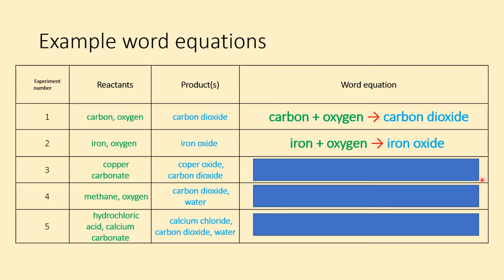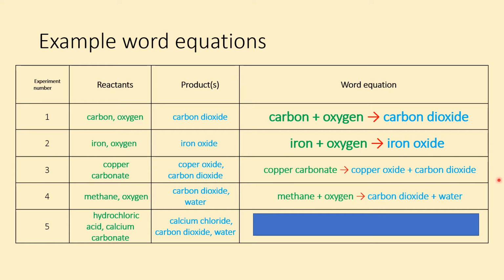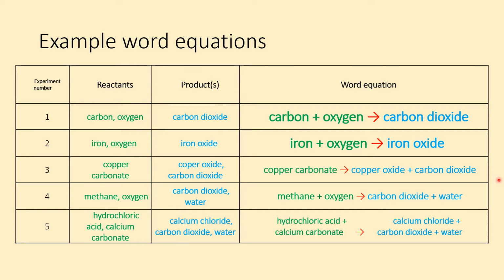Okay, so we've got iron plus oxygen, arrow, iron oxide, copper carbonate, arrow, copper oxide plus carbon dioxide. You notice there's only one reactant on that one. Methane plus oxygen, arrow, carbon dioxide plus water. And the last one, hydrochloric acid plus calcium carbonate, arrow, calcium chloride plus carbon dioxide plus water. So we've got 3 products there, and notice I haven't just scrolled over to the next line as if I was writing in English. I've used my arrow like a dividing line. I've got my reactants on the left, products on the right.